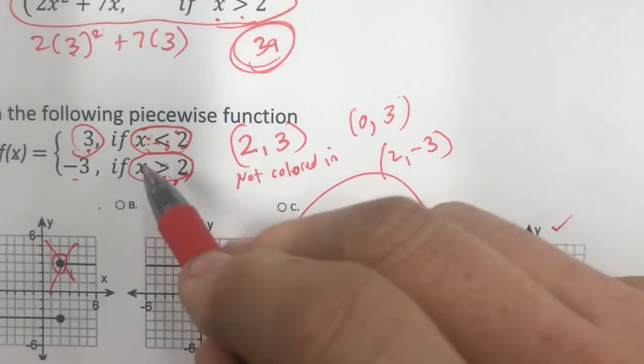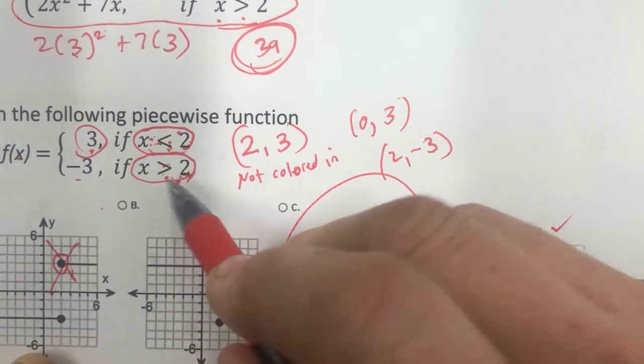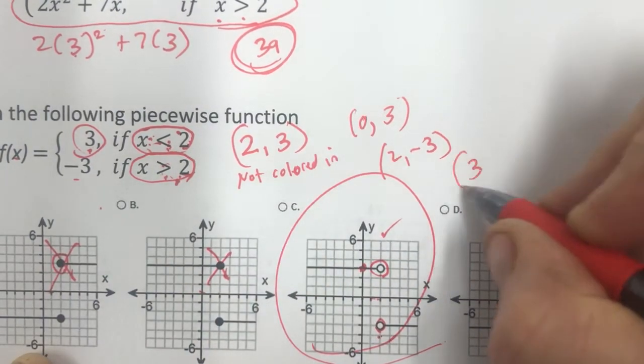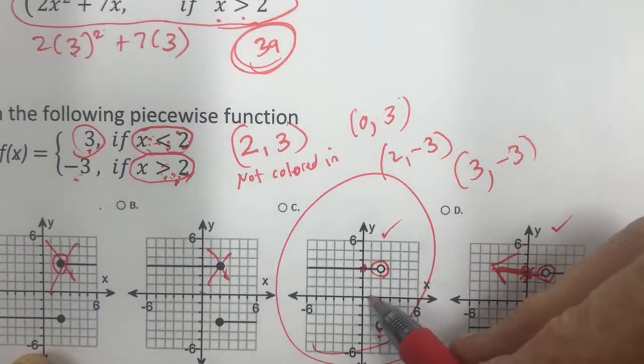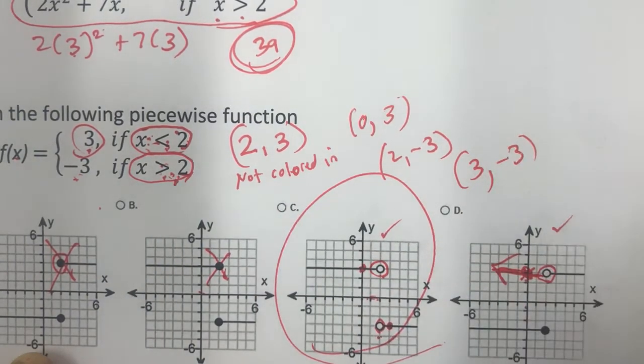And then I would pick something greater than 2, like, I'll try 3 maybe. If I put 3 in, well, it's still going to be -3. So 3, -3, see, is on that graph right there. And that shows us it's the right one.